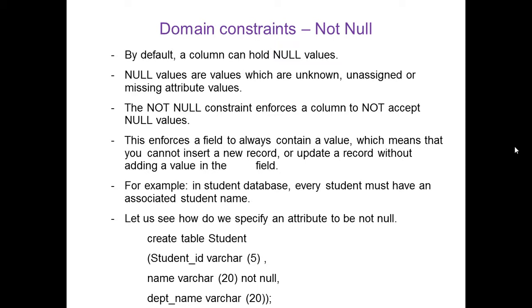Before not null constraint, we just see what is not null. Not null means it is not empty, because null is what? Null is nothing but empty, blank, unknown, unassigned or missing values. So not null means there should be some value. By default, any column can hold null values. And the not null constraint ensures that a column cannot accept null values. Column cannot have any unassigned value, any missing value. That column can compulsorily take any value.